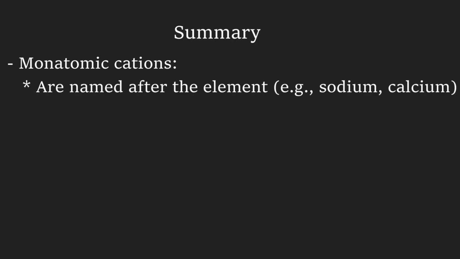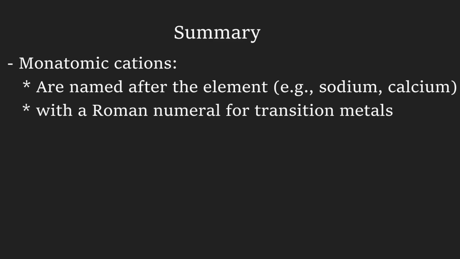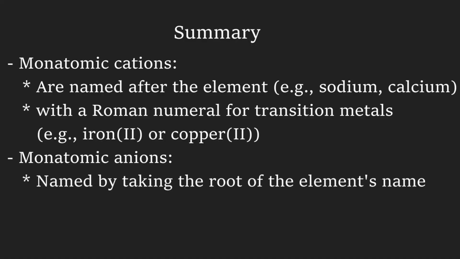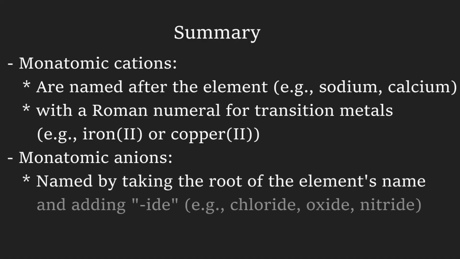So, to recap the naming rules for monoatomic ions, let's look at a brief summary of what we've learned so far. Monoatomic cations are named after the element, for example sodium or calcium, or with a Roman numeral for transition metals, for example iron, within parentheses the Roman numeral 2, or copper, also within parentheses the Roman numeral 2. Monoatomic anions, on the other hand, are named by taking the root of the element's name and adding the suffix -ide, for example chloride, oxide, or nitride.